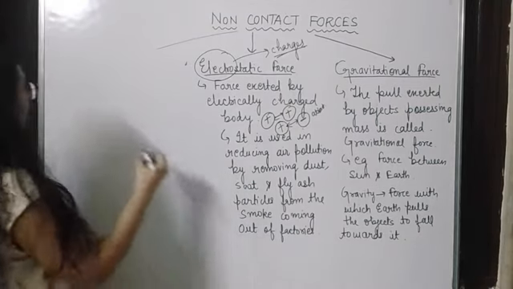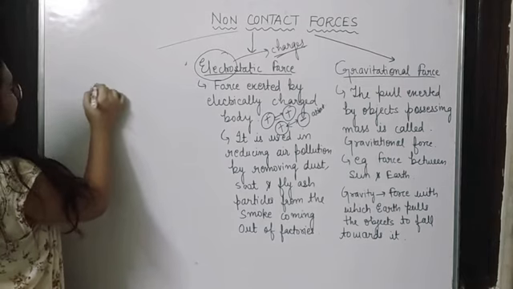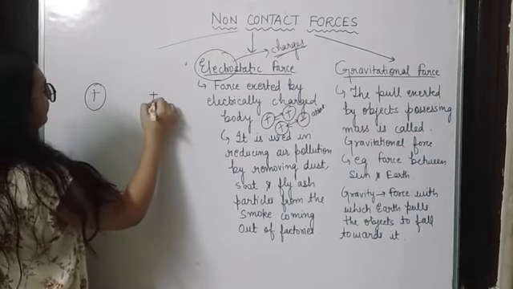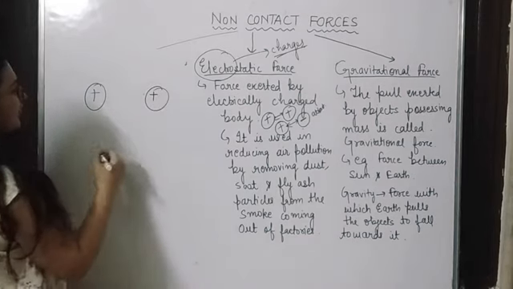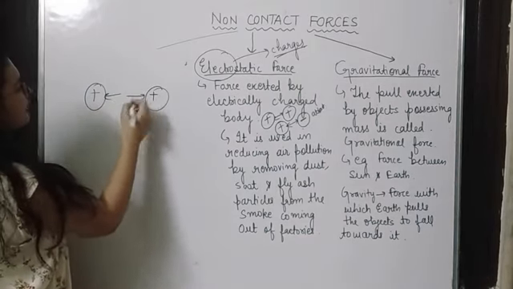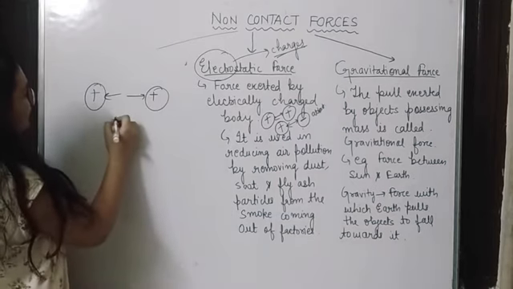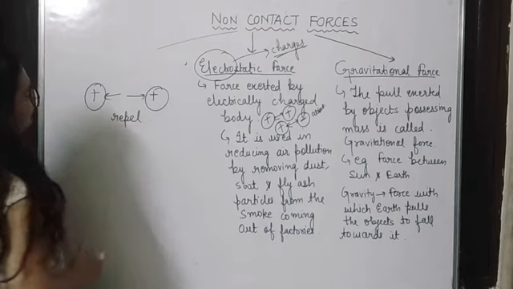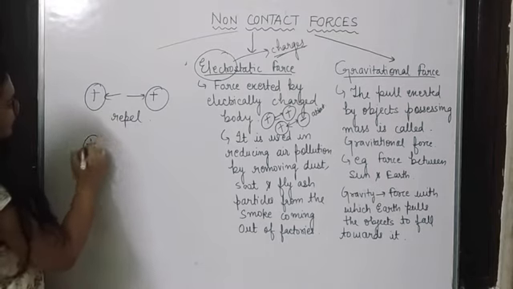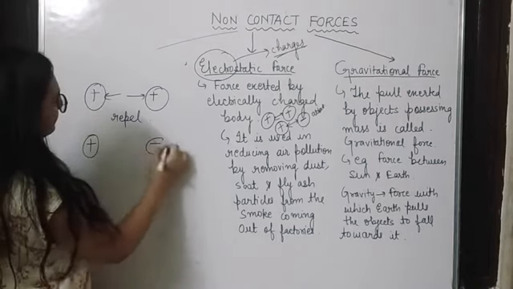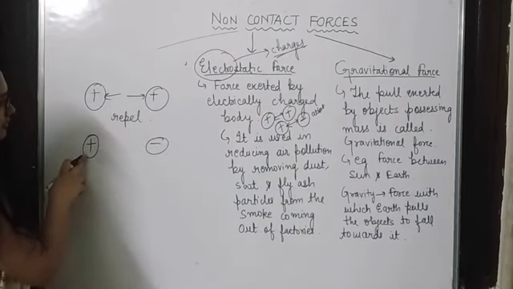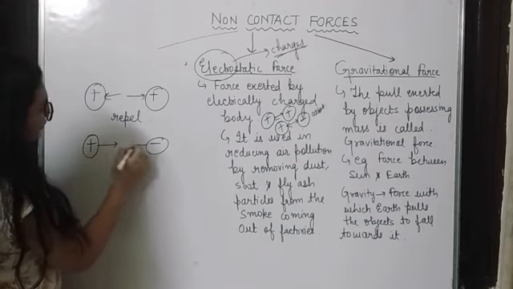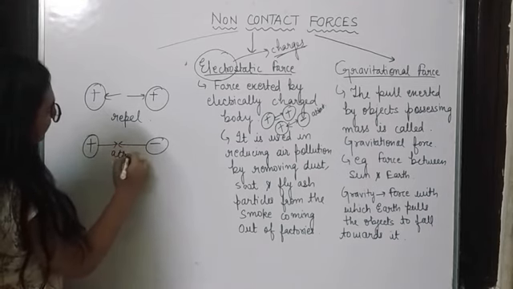See, if I have a positively charged body and another positively charged body, these bodies will move away from each other. These charged bodies will repel. Now, if I have one positively charged body and the other is negatively charged, both the bodies are going to attract each other.